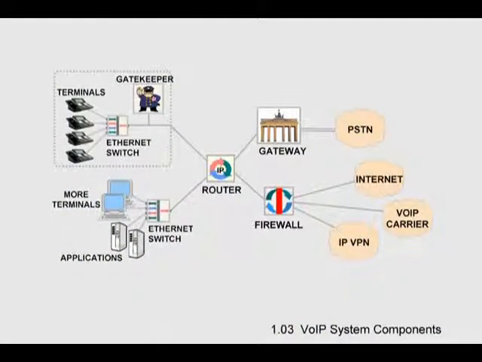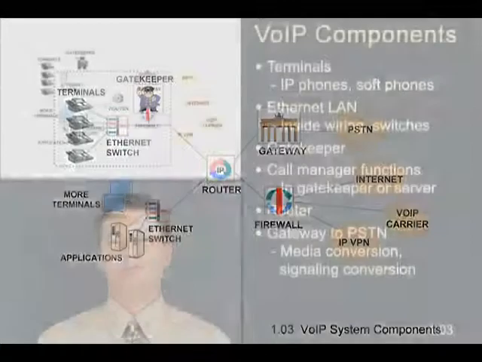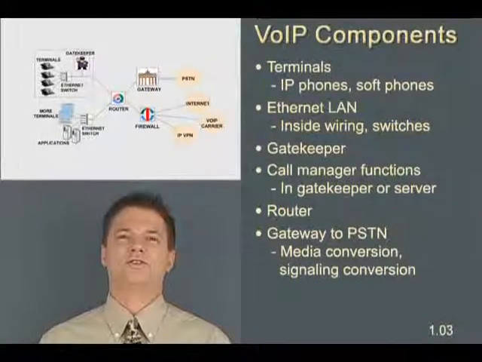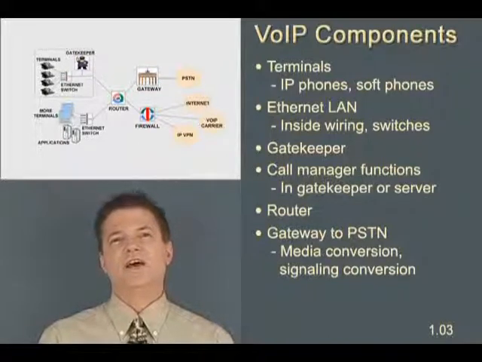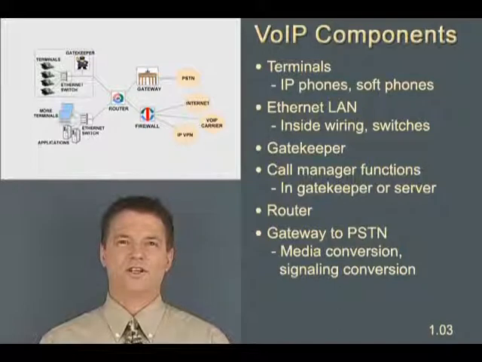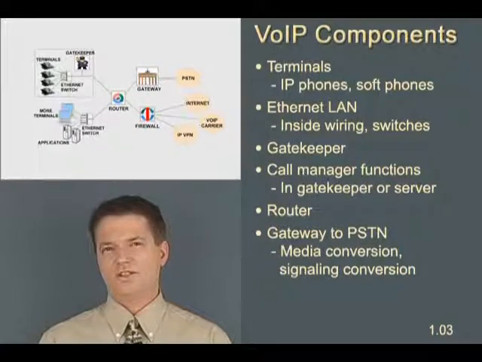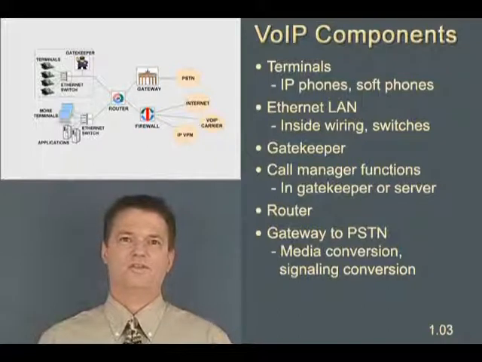Another element is the router in the middle of the picture, and the router is the device that connects the in-building cabling to the outside world. It acts on IP packets and looks at the addresses on the packets and decides where to route them. For communications to the public switch telephone network, we need a gateway. And remember, a gateway is a device that converts two things. One, the format of the media, so the way the voice is coded in this instance, and also the signaling, how calls are set up in the voice over IP world, translated to how calls are set up in the public switch telephone network.